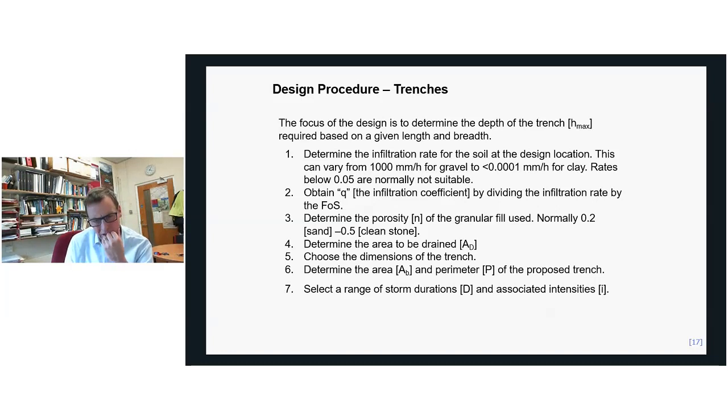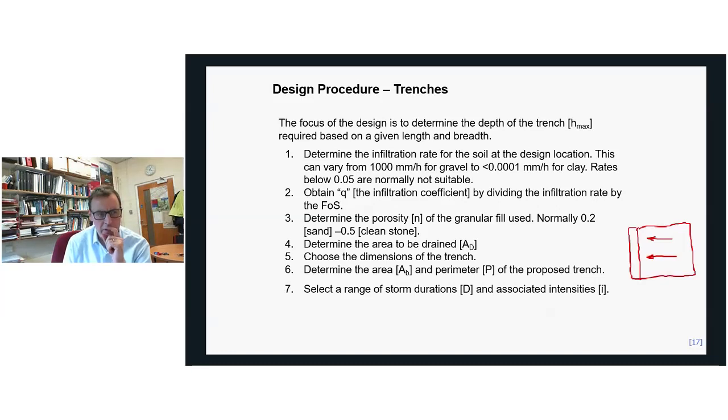Really you're installing these things either on roads or car parks typically. Other places are possible, obviously. So if you have a car park and it's sloping that way, where are you going to put the trench? It's a tough one, isn't it? You're going to put the trench here.